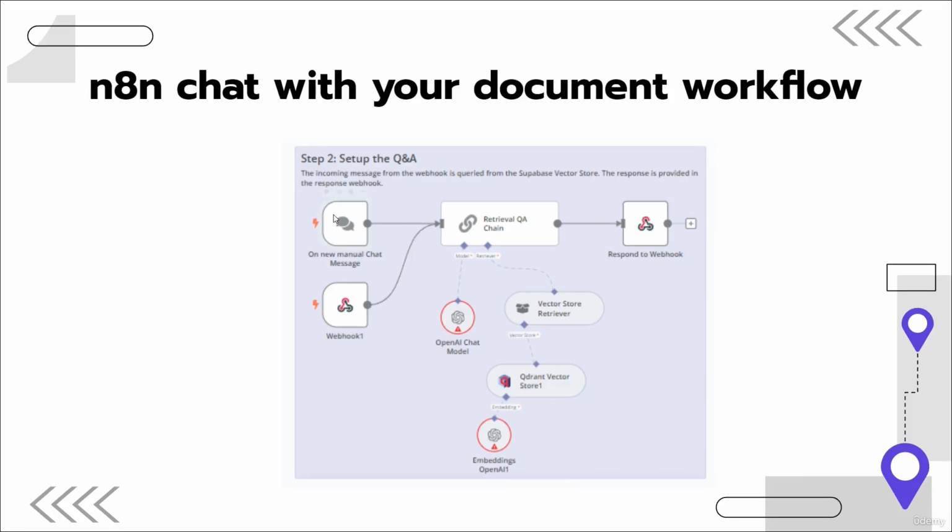For the querying, we'll start with a manual chat message trigger. We'll use a vector store retriever to take the query, vectorize it, go to the vector store to find the closest similarity from the embeddings, and then retrieve the added context from which the large language model can answer the question. So let's go ahead and build that.